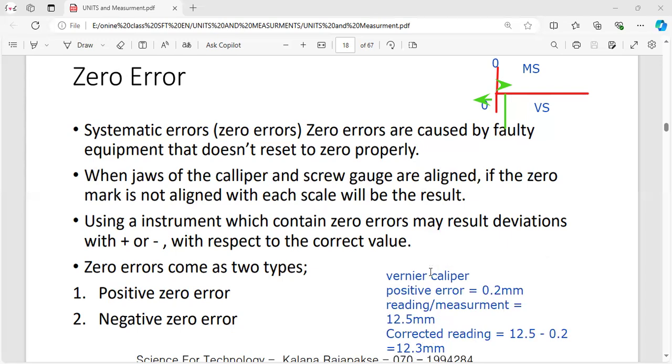So this is how we are going to use the zero error, whether it is a positive or negative zero error. You should always check for errors, systematic errors or zero errors, before using any kind of instrument.